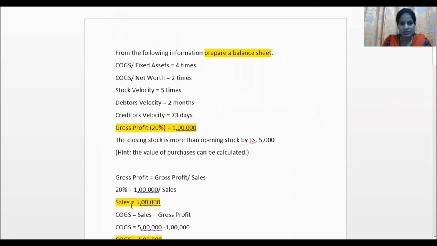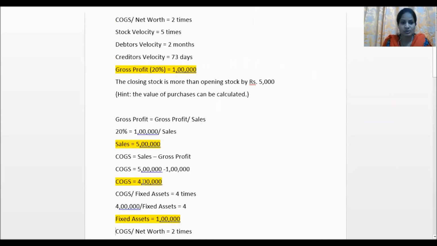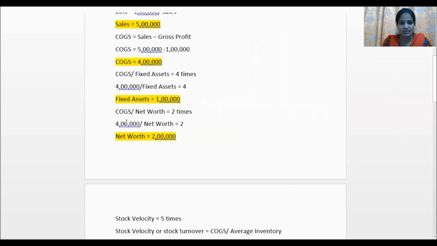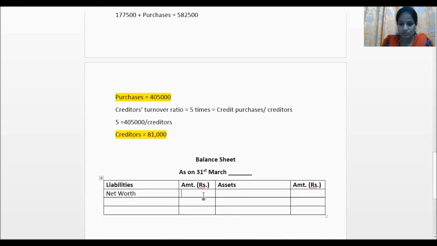Now gross profit and the sales, as well as cost of goods sold, all this belongs to the profit and loss account, which we are not going to cover here. Next, you have got fixed assets and net worth. Now this we are going to record in the balance sheet. Fixed assets we record on the asset side, so we'll mention the amount, and net worth 2 lakh rupees, that we'll mention on the liabilities side, rupees 2 lakh, and fixed assets 1 lakh.